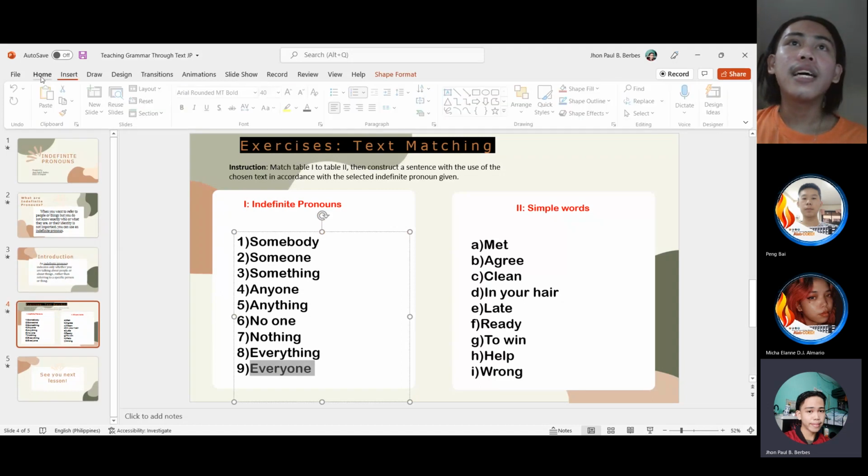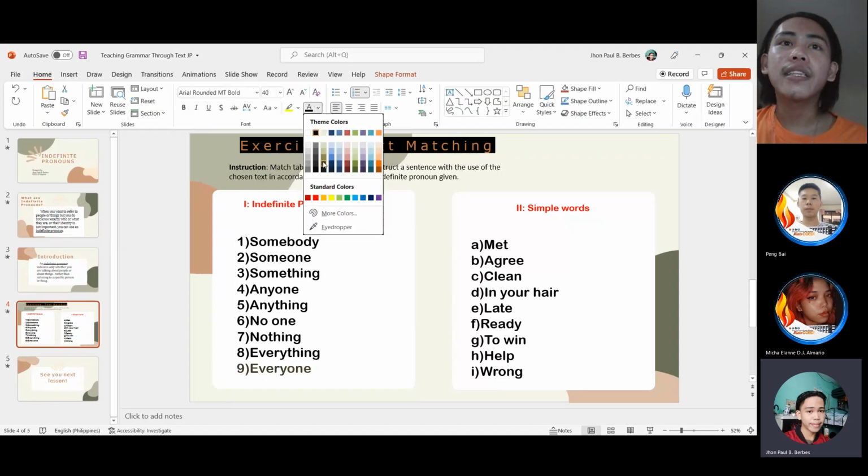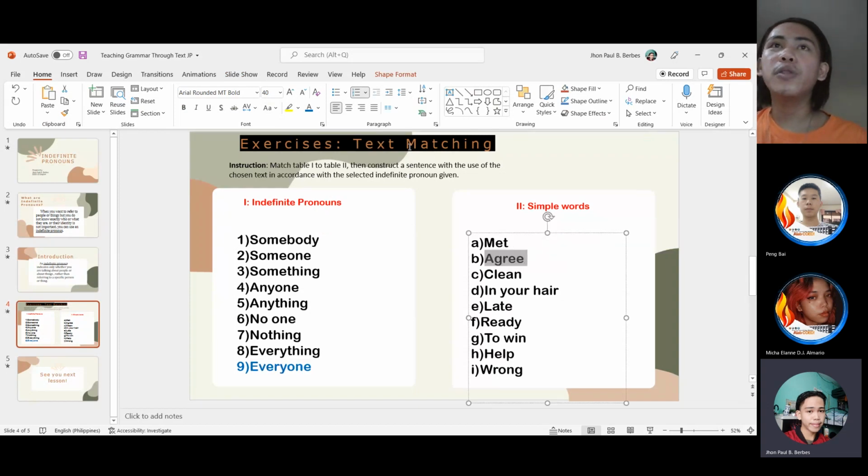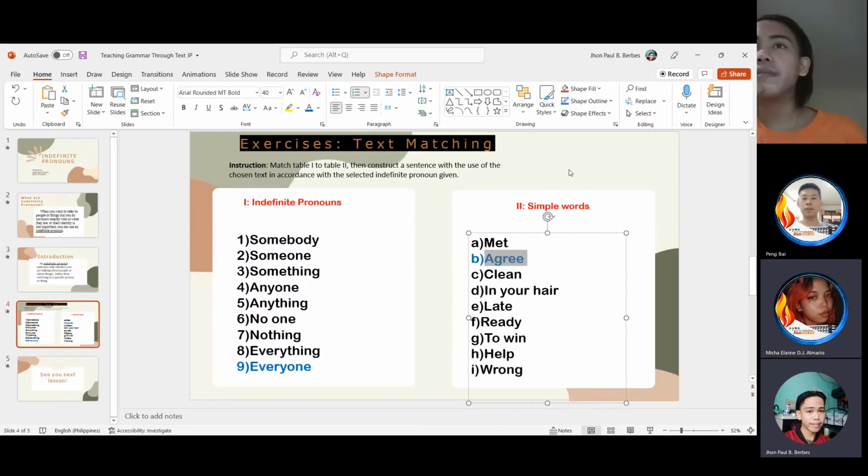And wait, I will just highlight it, everyone. And then he chooses agree in table 2. Yeah, this one. Everyone agrees with her opinion. My question is, is Mr. Bai's sentence correct, Micah? Why do you think so?